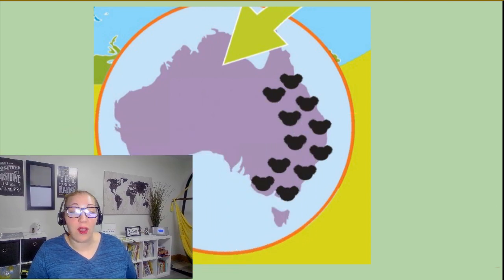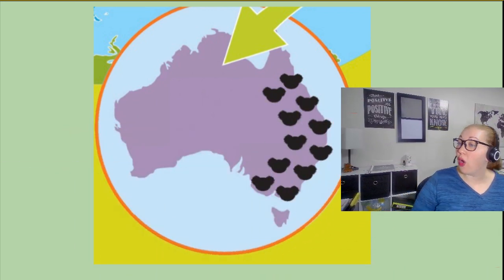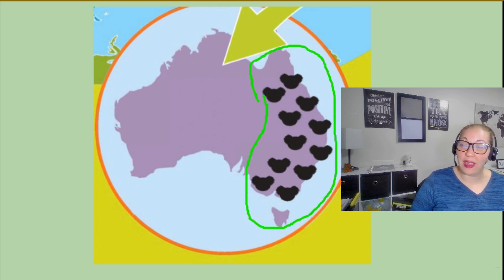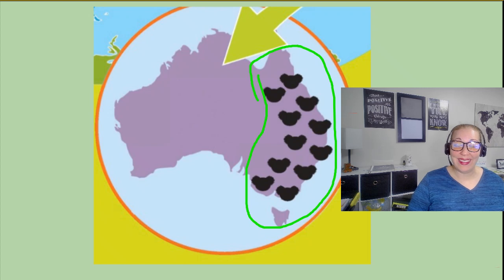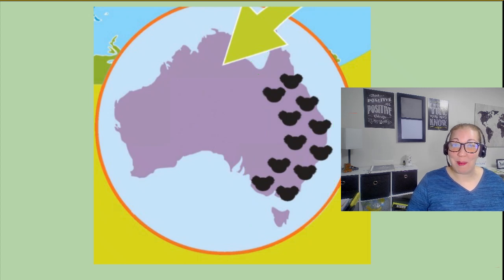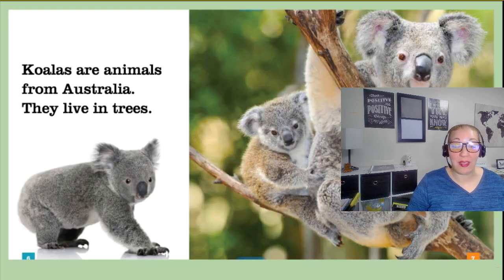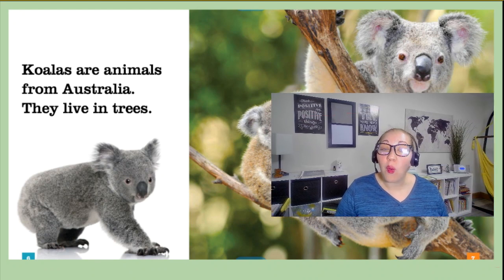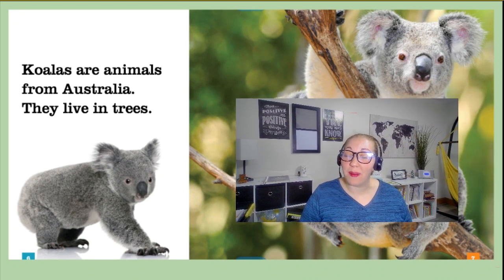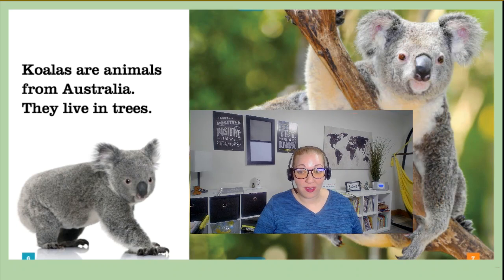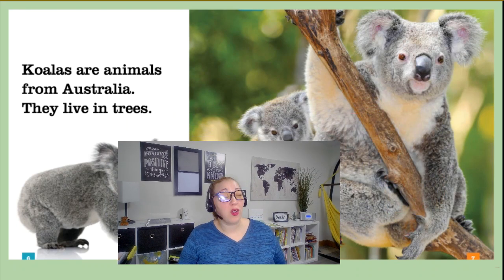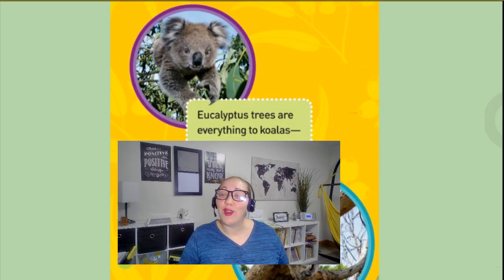And koalas live in the wooded areas. We have Australia. They live on the coast and in the wooded areas of Australia. Okay. Remember, where do koalas live? On the coast and in wooded areas in the forests. Koalas are animals from Australia. They live in trees. Oh, look how cute these koalas are. I love koalas.